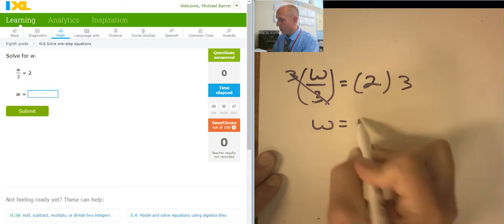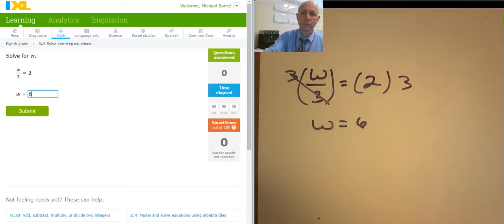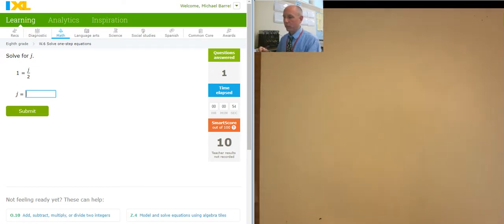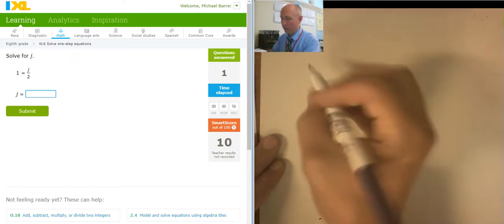So W equals 6. That's what I'm looking for. I need you to learn this language as these equations get more and more complex.